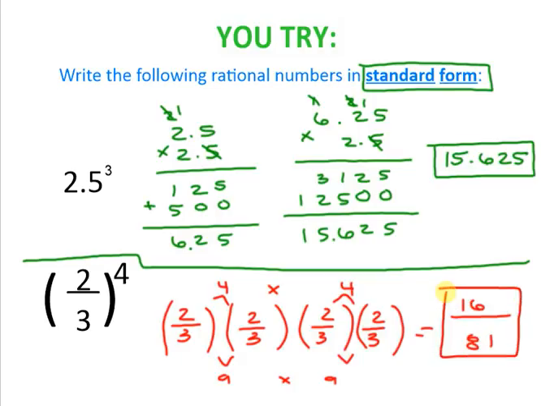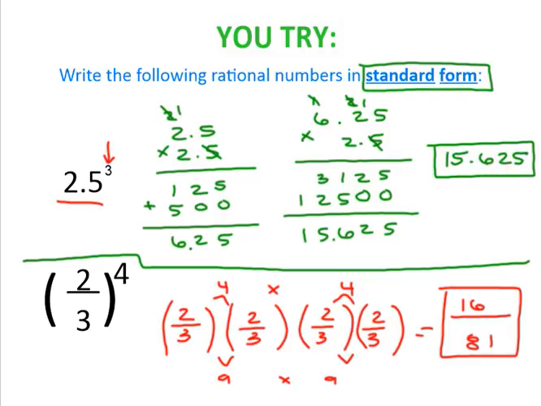All right, if you're not done, go ahead and hit pause so that you can finish. And if you are done, let's go ahead and go over it. So for the first one, you had 2.5 to the third power. So you did 2.5 times 2.5, and you should have ended up with 6.25. Once you got that, you need to do 6.25 times 2.5, and you should have ended up with 15.625. Please make sure that you put the decimal in the right spot.